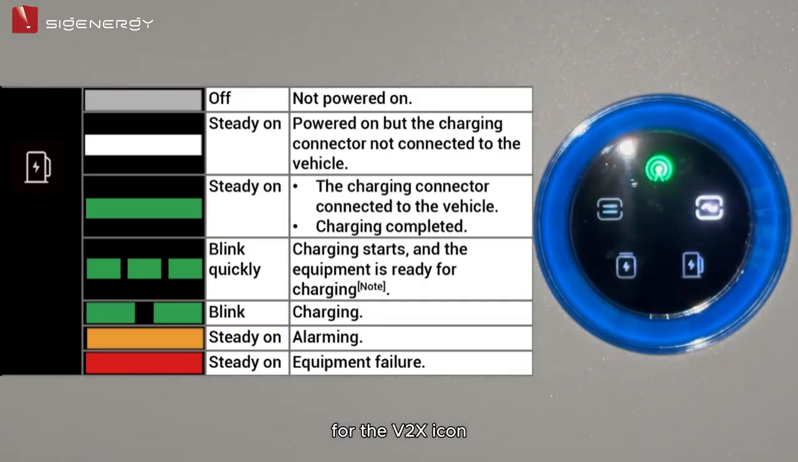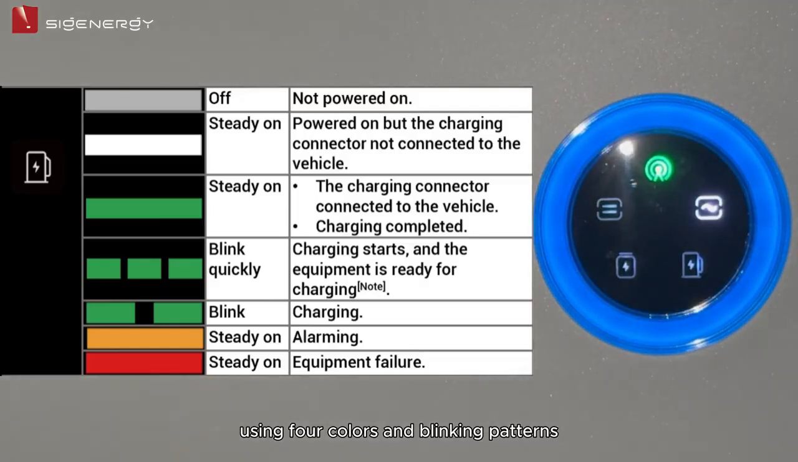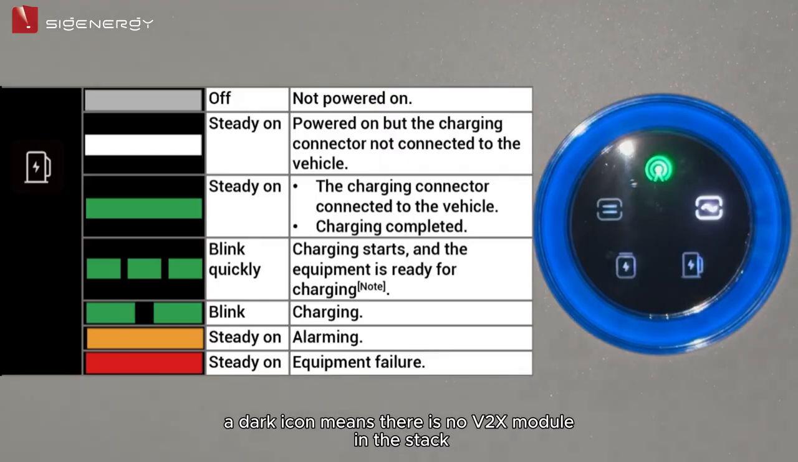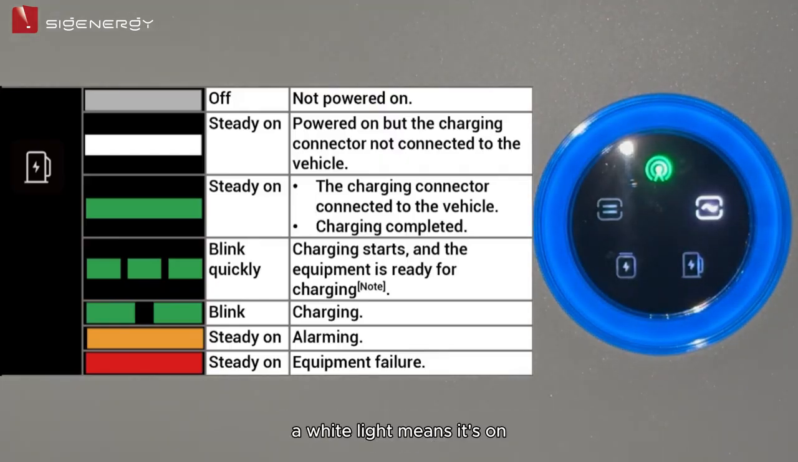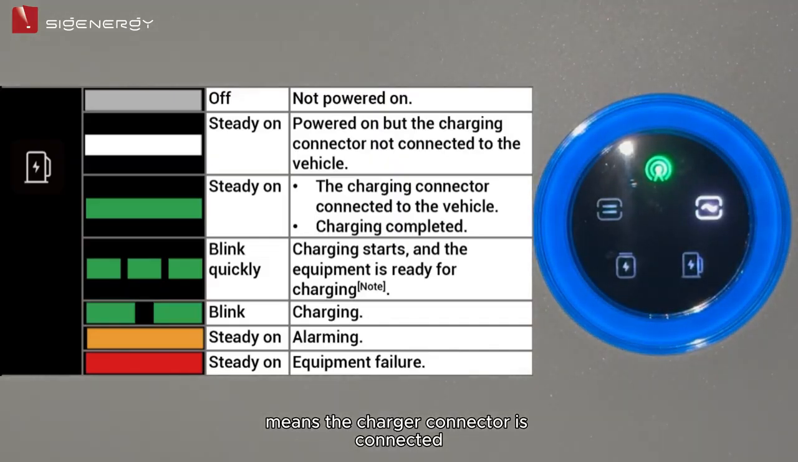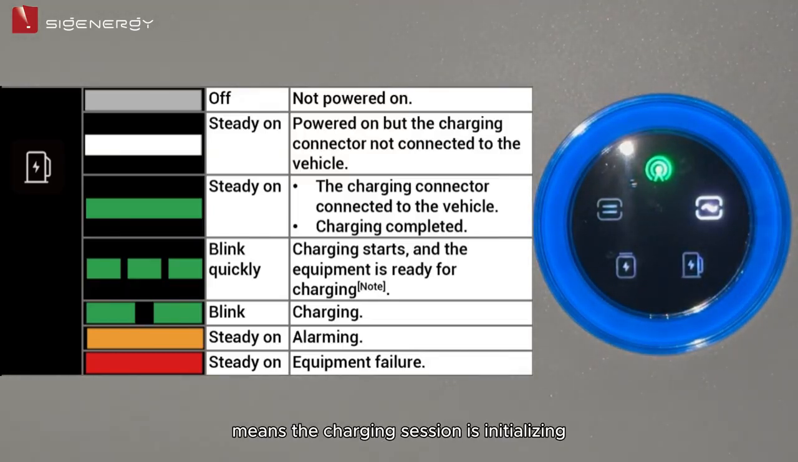For the V2X icon, you'll notice that there are 7 different states using 4 colors and blinking patterns. Starting at the top, a dark icon means there is no V2X module in the stack. A white light means it's on but the charger connector is unplugged. A solid green light means the charger connector is connected to the vehicle and has completed the charging session. A rapid blinking green light means the charging session is initializing.